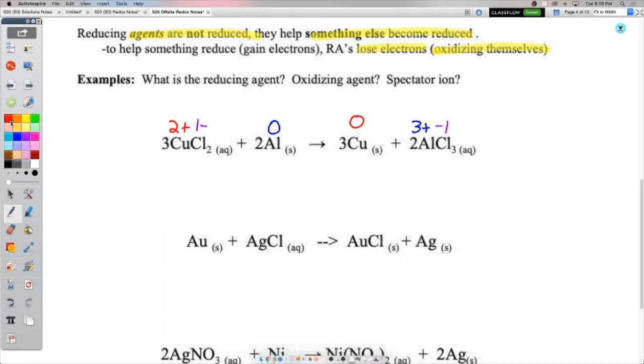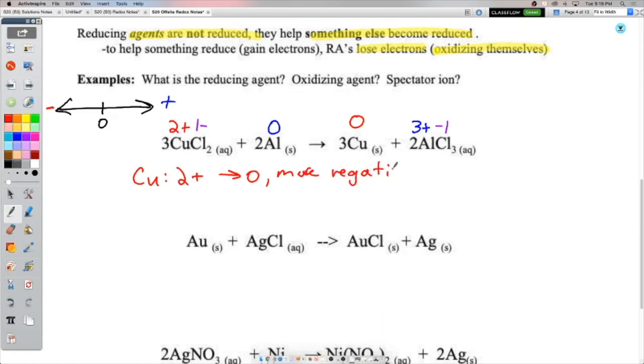Copper. Copper went from 2 plus to 0. Is that more negative or less negative? Well, it's going this way. I'm just going to draw the number line so we can picture it. Here we have the positives, here we have the negatives, and what's smack dab in the middle? 0. So to go from 2 plus to 0, we are over here at 2 plus and we're going to 0. We're getting more negative.